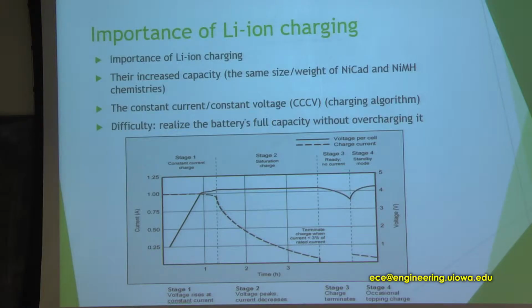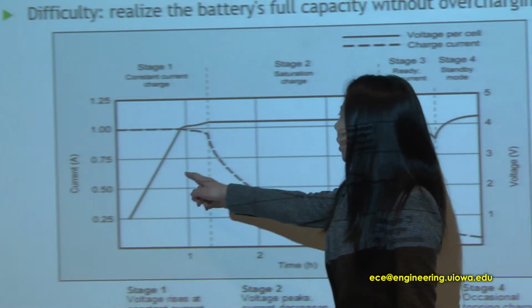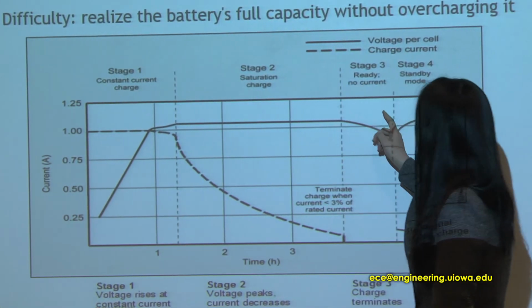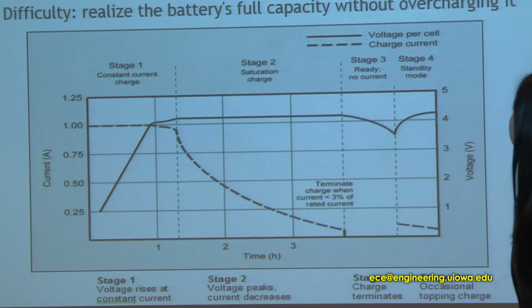Here is the charging part. We just use lithium charging for our circuits. And why do we use lithium charging? Because compared with other charging types of the same size and weight, lithium has better capacity, and it also has four different stages: constant current, saturation charge, no current, and standby mode.